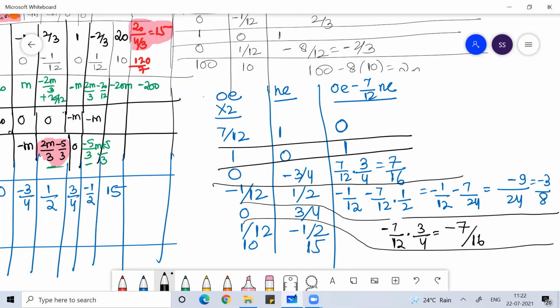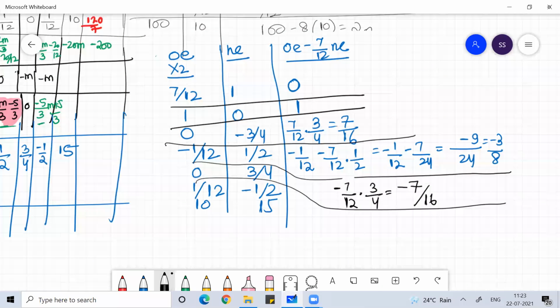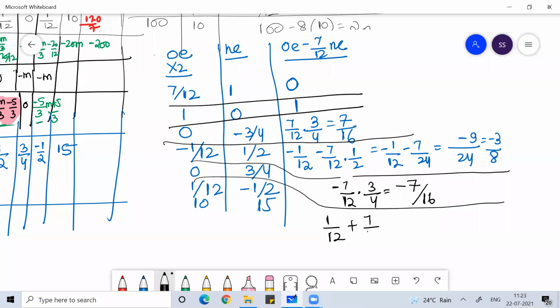Any doubt, anyone? See the calculation, simple calculation we need to do. 1 by 12 minus minus plus 7 by 12 into 1 by 2, minus minus plus. This is 1 by 12 plus 7 by 24. So 9 by 24 means 3 by 8.